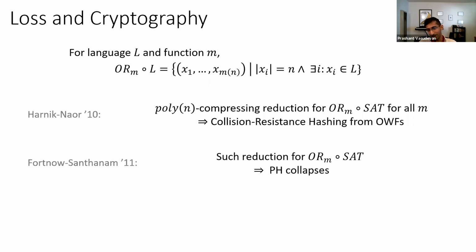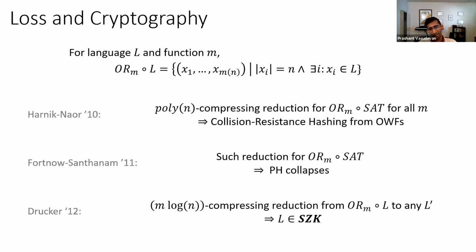But unfortunately, soon afterwards, Fortnow and Santhanam showed that, in fact, a reduction like this would give you perhaps much more surprising consequences and probably cannot exist. It would actually imply that the polynomial hierarchy collapses.